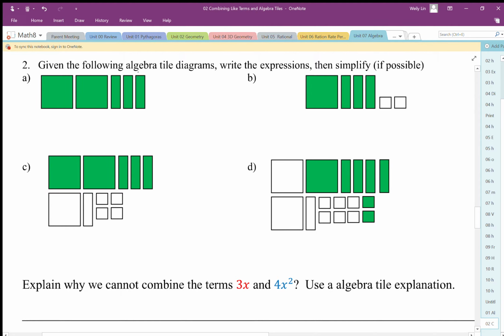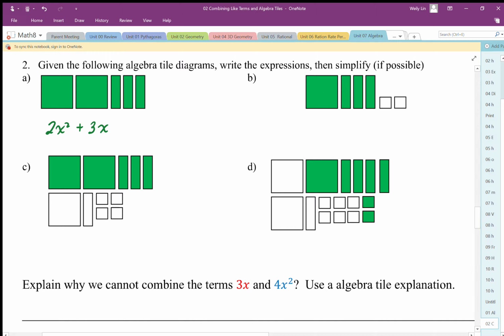Given the following algebra tile diagrams, write the expressions and simplify if possible. And by simplify, we mean get rid of zero pairs. So this expression here, we can write as 2x squared, because the big tiles are x squared. And then we have these three tiles here, and because they're different, we're going to show them differently, as plus 3x. So there's 3x tiles there, and that cannot be simplified.